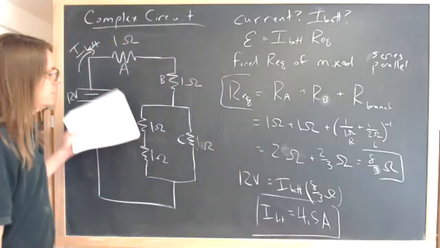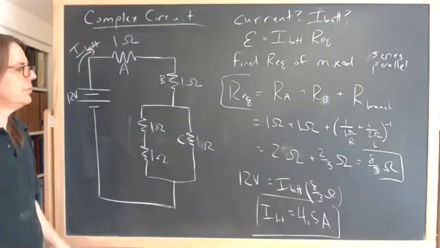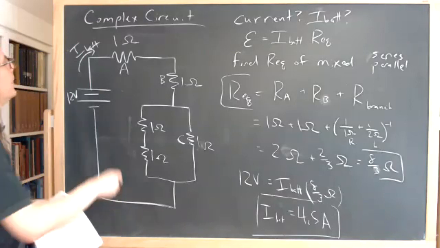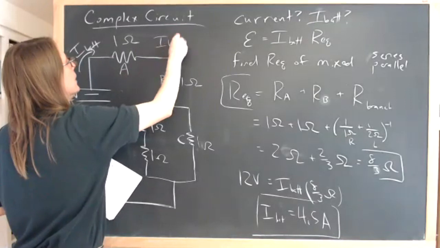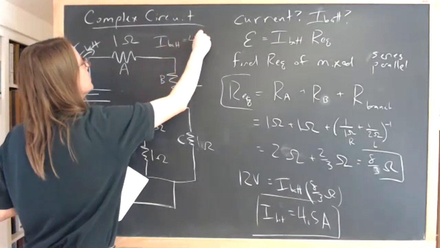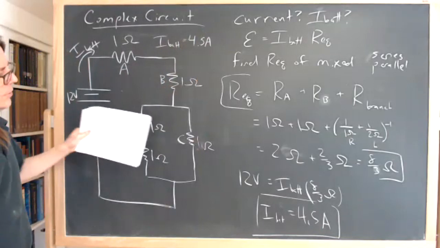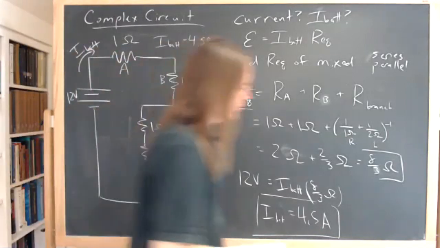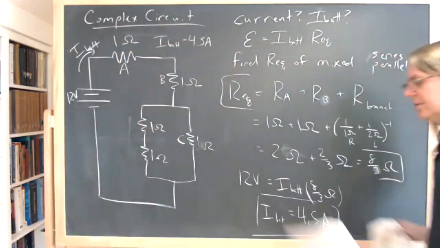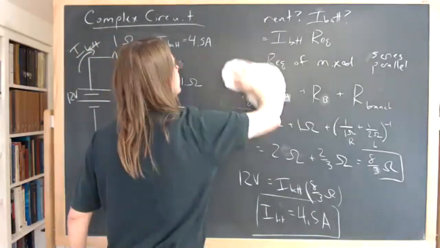So that's how you handle a complex circuit. You have to do several combinations of series and parallel. Let's remind ourselves of that answer and look at more things we can do with this now that we know the current. There's more to calculate. I've got a few other questions here. So I'm going to erase this. Hopefully you're caught up.